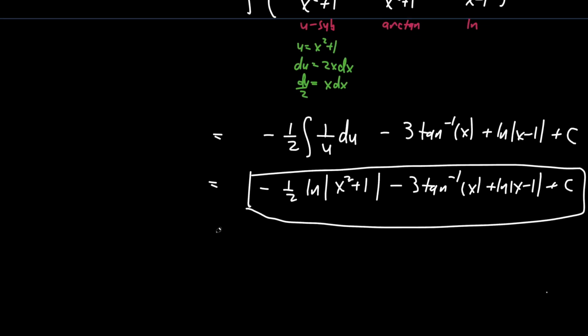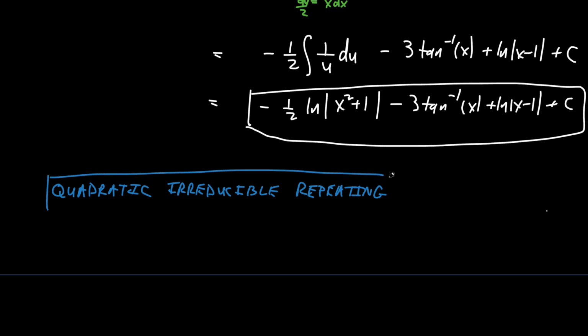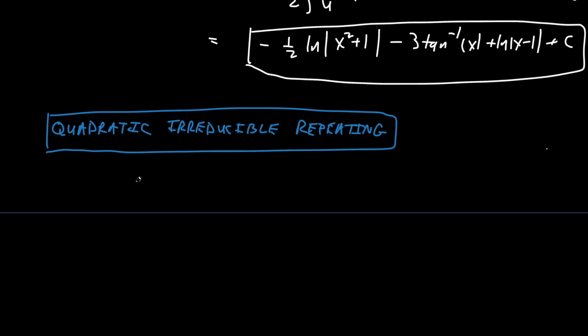And the only thing we didn't look at, and what I'll quickly mention here, is let's do a quadratic irreducible repeating. So what happens when we have a repeating quadratic irreducible? Now, I'm just going to put the form here. I'm not going to do an example just because this, as you can imagine, is going to be quite a pain, but it's just going to be the form ax squared plus bx plus c to some power of n.